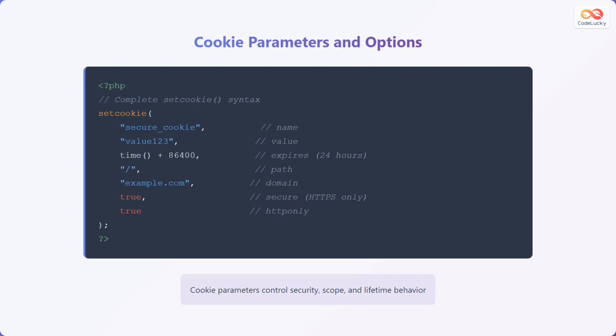The fifth argument is the domain, in this case example.com, meaning the cookie is only available to the example.com domain. The sixth argument is secure, in this case true, meaning the cookie is only sent over HTTPS. The seventh argument is httponly, in this case true, meaning the cookie is not accessible via JavaScript. Cookie parameters control security, scope, and lifetime behavior.